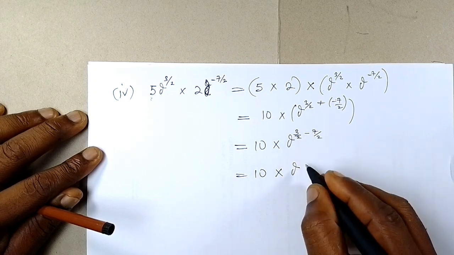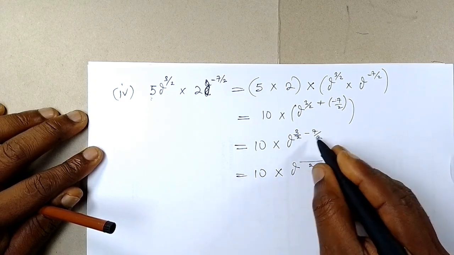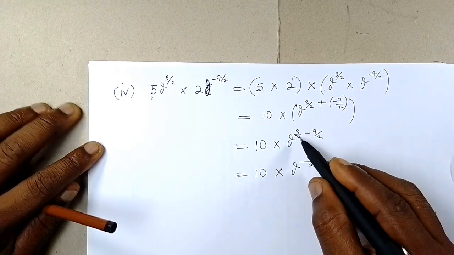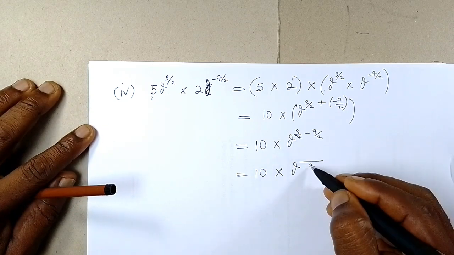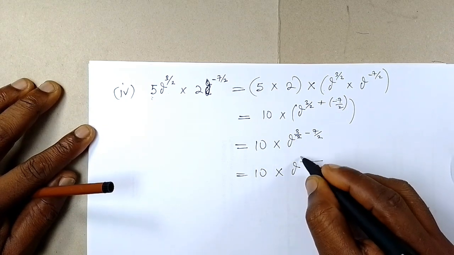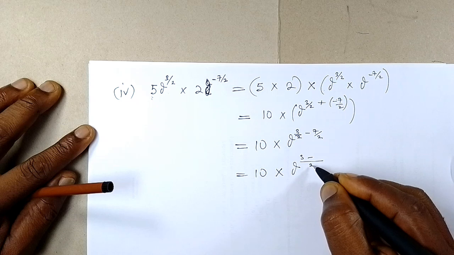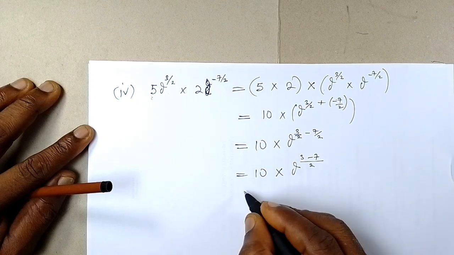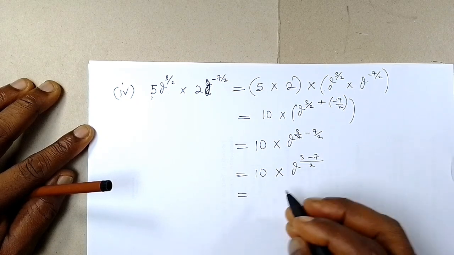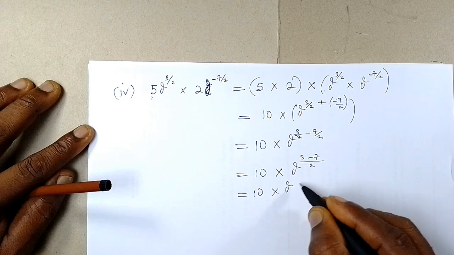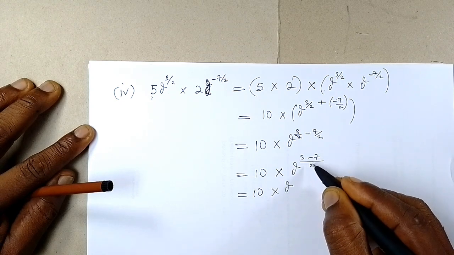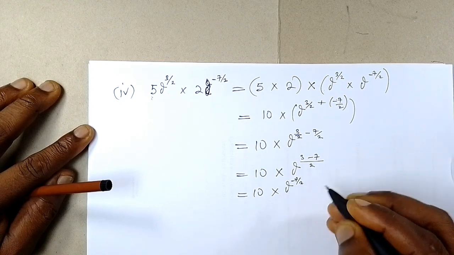The LCM of 2 and 2 is 2. 2 in 2 gives you 1, 1 times 3 is 3. 2 in 2 gives you 1, 1 times 7 is 7. So 3 minus 7 is minus 4. So you end up having 10 times d raised to the power of minus 4 over 2.